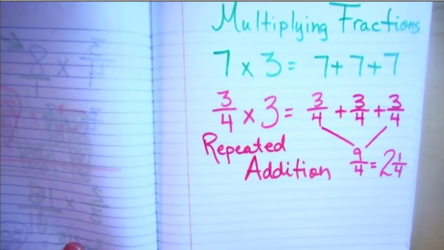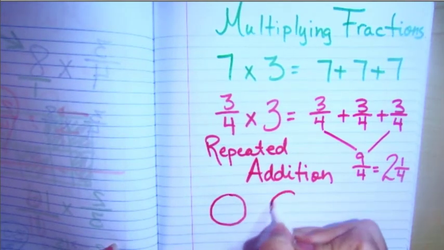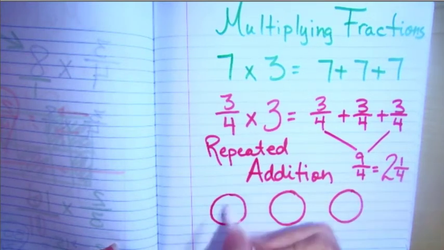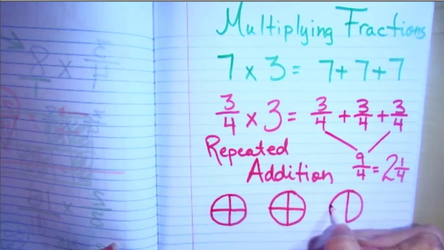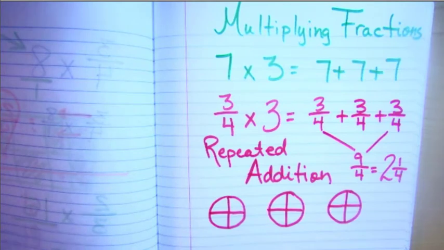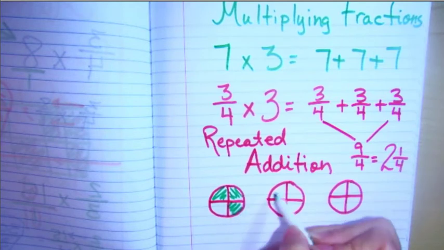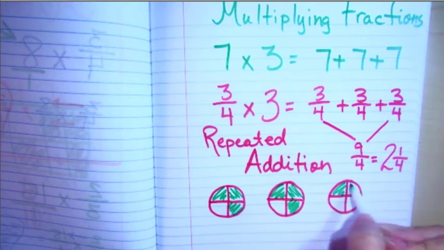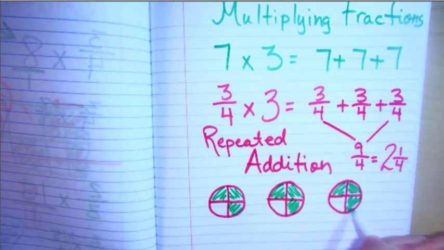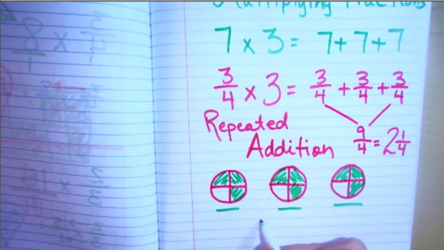Sometimes you're going to have models, though, that will look like this. So I'm going to divide these 3 wholes into fourths. And now I'm going to model 3/4 times 3 this way. So some of your problems are going to show you a model and have you determine what the equation should be. So on this model, I'm showing 3/4 3 times. So this would be 3/4 times 3.